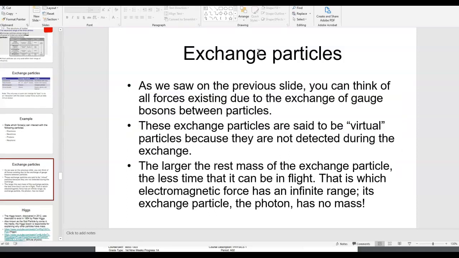As we saw on the last couple of slides, you can think of all forces existing basically due to the exchange of these gauge bosons, or the exchange of these force carriers between particles. These exchange particles are said to be virtual particles because they're not detected during the actual exchange. So two protons might exchange a photon back and forth between them as they repel, but we cannot actually observe that photon. In that sense, it's like a virtual photon.